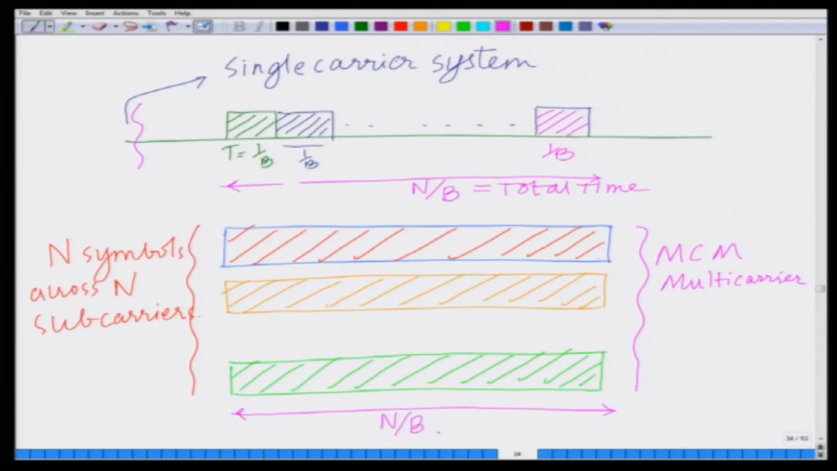So, a multi-carrier modulated system can be thought of as a parallel transmission, as having several parallel channels between the transmitter and receiver, each of bandwidth B divided by N and each with symbol time N divided by B, and N such subchannels or subbands are used with N subcarriers to convey N symbols in parallel between the transmitter and receiver. This in short summarizes the philosophy and principle of multi-carrier modulation.